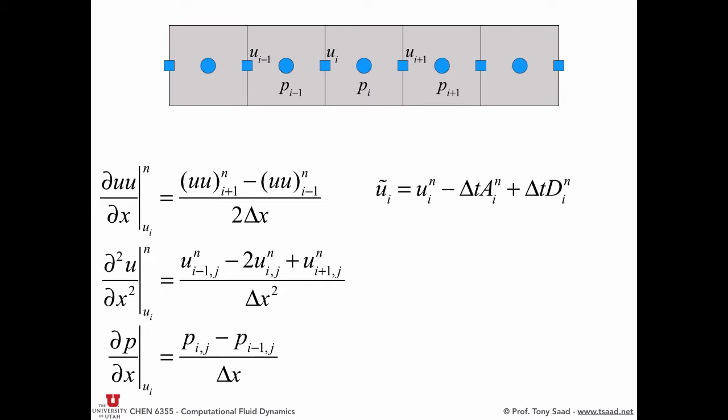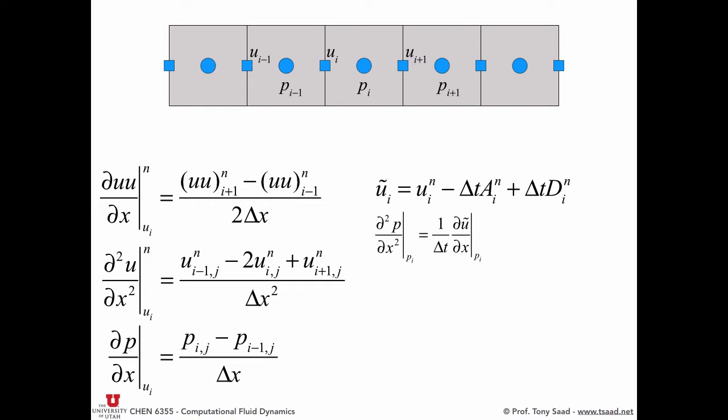OK, so now u tilde at I is u at I, un at I, minus delta t advective term plus delta t diffusion term. Now the projection. Remember, we had del squared p equal 1 over delta t div u. But where are we evaluating del squared p? At pi, right? Because that's an equation for the pressure. So del squared p at pi is equal to div u tilde at pi.